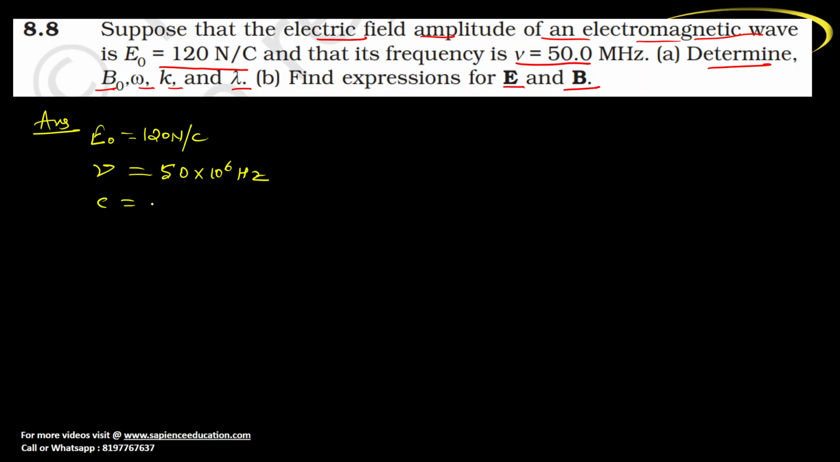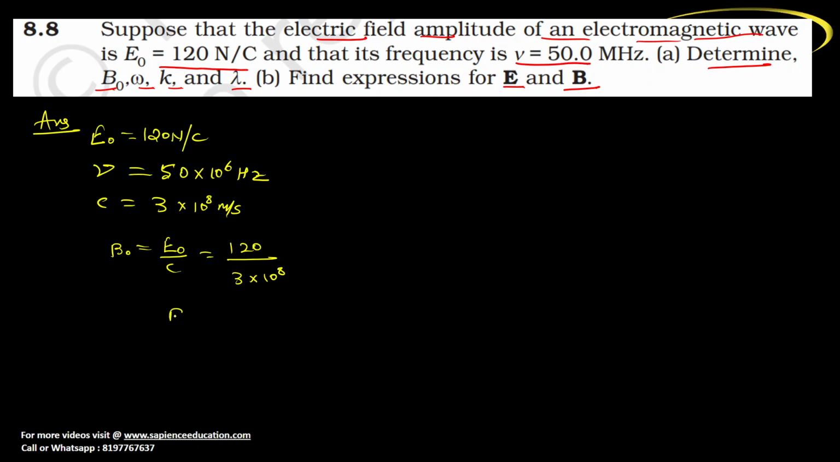Now we can assume C is equal to 3 into 10 to the power 8 meter per second, the speed of light. So from here we can easily find out B naught. B naught is equal to E naught divided by C, right? E naught divided by C. So our E naught is 120, divided by C, which is 3 into 10 to the power 8, right?